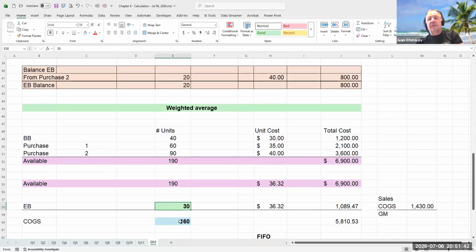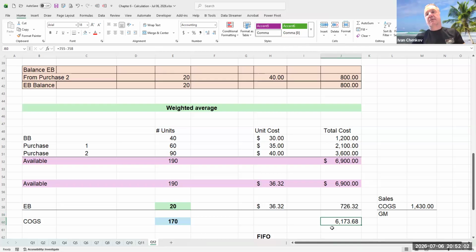How many units do we have on the ending inventory? 20. Correct? And how many left? 170. So how much is our cost of goods sold in this case? 6,173. Ending balance is this one. Okay, you can go with 40. Yes, totally okay with 40. If you want, you can round it to 36 even. Totally fine. Now, when you're doing your questions in Pearson, be careful with the roundings.